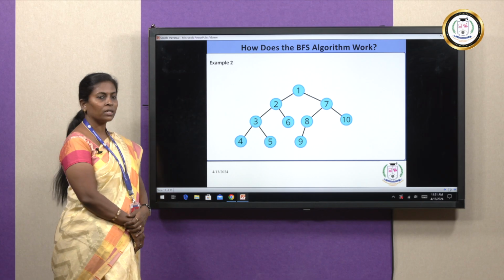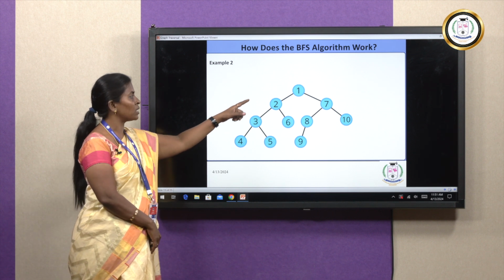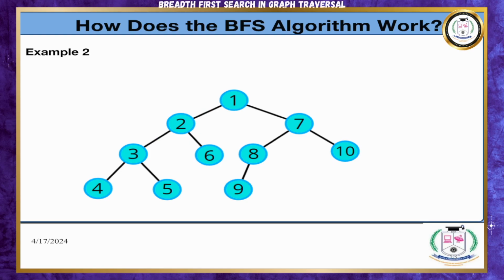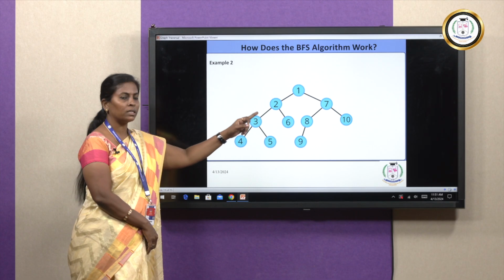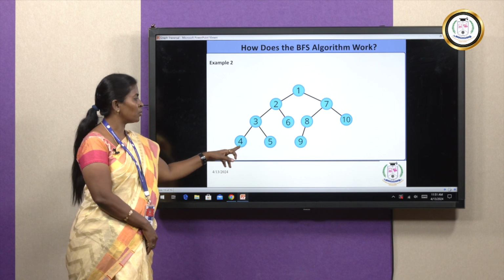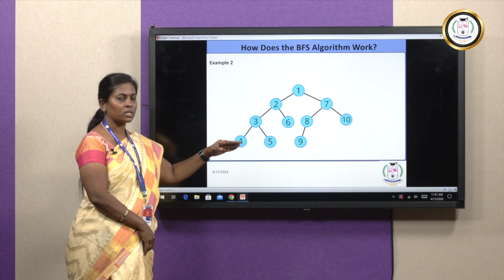So we can consider this as example 2. Here you can start from any vertex. For example, if we start from vertex 1, then level by level it will be traversed. For example, 1, then the next level 2, 7 will be traversed. Then in the next level 3, 6, 8, 10 will be visited and traversed. Then in the next level 4, 5, 9. So like that it will be traversed in the breadth-first manner.